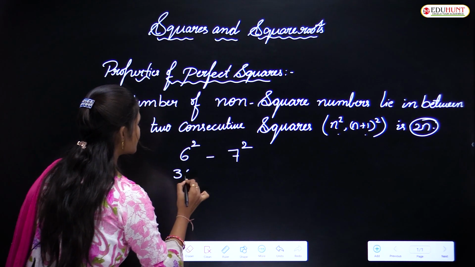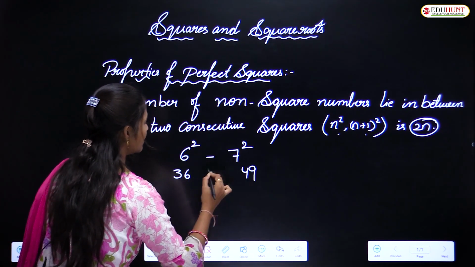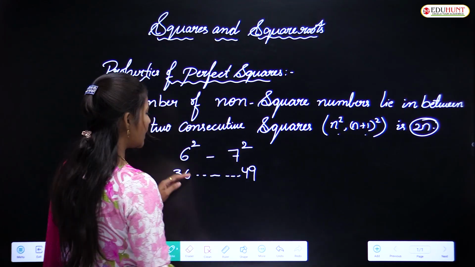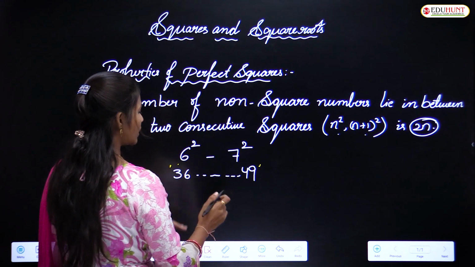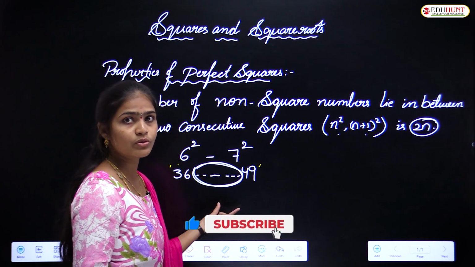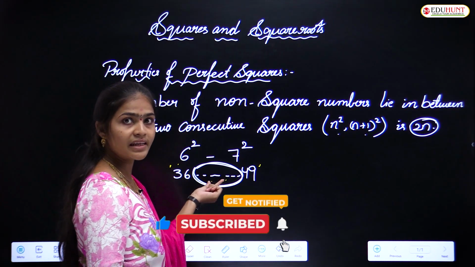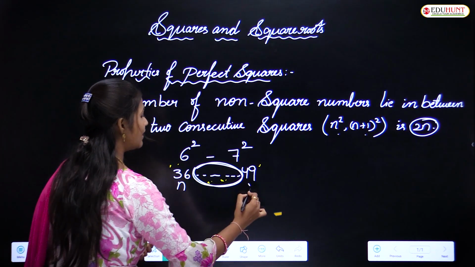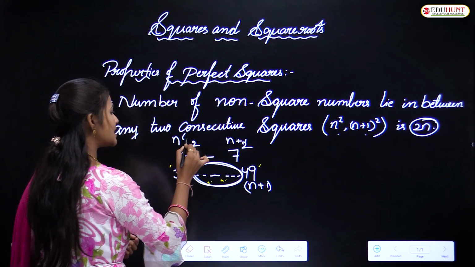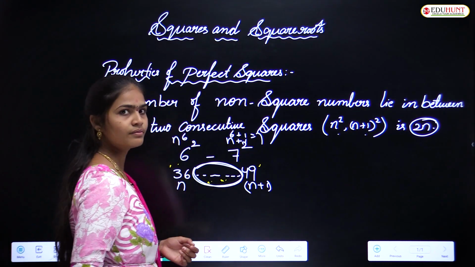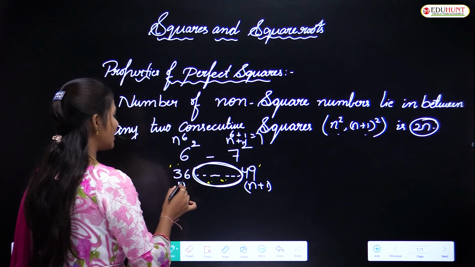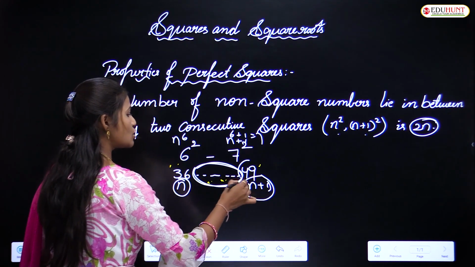6 square is 36, 7 square is 49. So in between, how many non-square numbers are there? In between means you should not count these two. You have to calculate the numbers in between only; those are called non-square numbers. Again, this is n and this is n plus 1. This is 6 and this is 6 plus 1 is equal to 7.